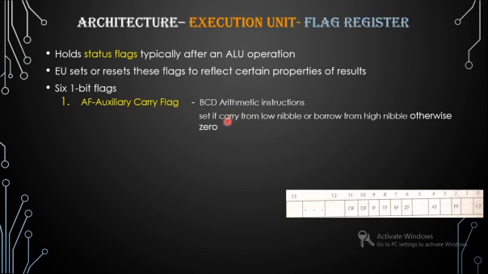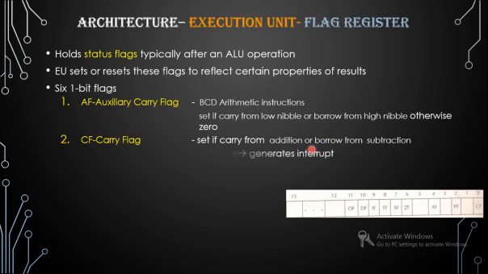the auxiliary carry flag, which is set if there is a carry from the low nibble, that is the low 4 bits in a word, or a borrow from the high nibble, that is the low 4 bits can borrow from the high 4 bits. Then also this auxiliary carry flag will be set. Next is the carry flag, which will be set if there is a carry from addition or borrow from subtraction.